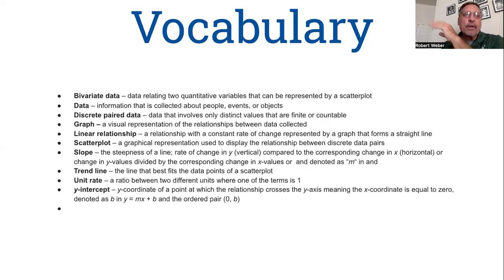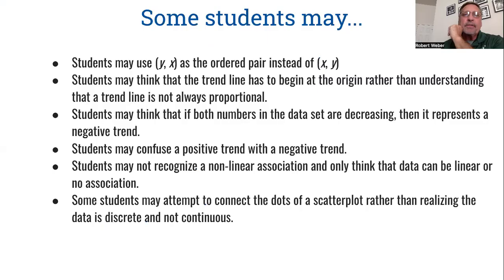Vocabulary, again, I'll let you read through this, but some of the keywords that I've already thrown out to you: bivariate data, graphs, linear relationships, scatter plots, and so forth. Common misconceptions. Very common when kids are doing graphing that they'll flip-flop the X and Y coordinates and use YX as the ordered pair instead of XY. Again, you can read all of these things to kind of make some things to look for with your kids going into the unit.